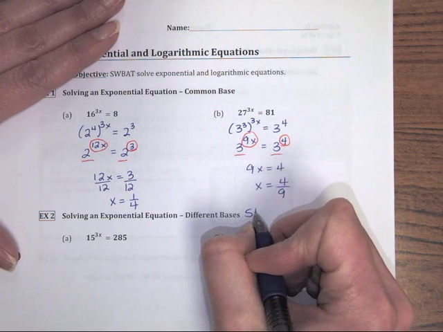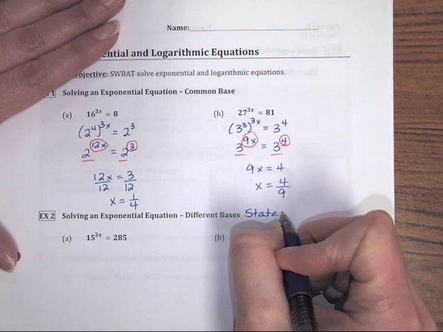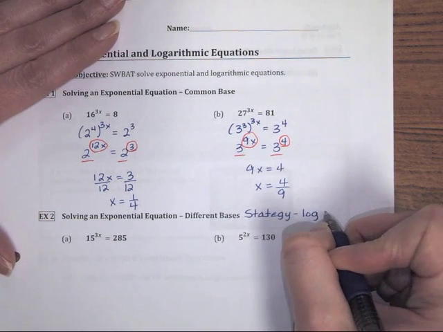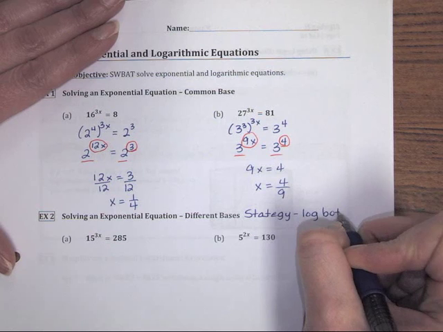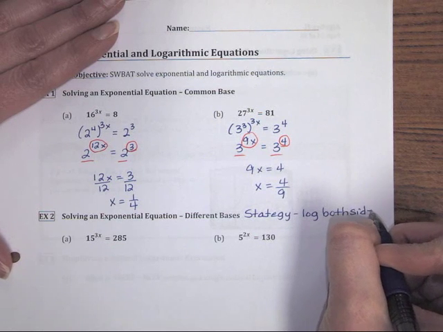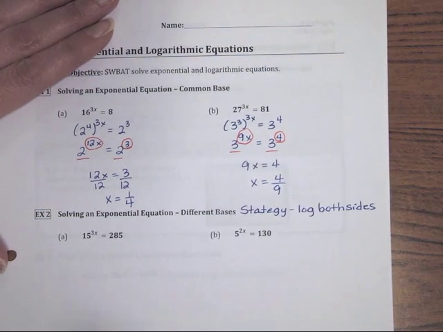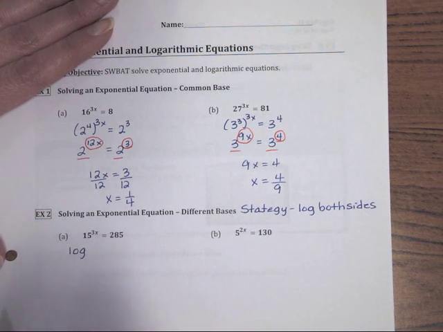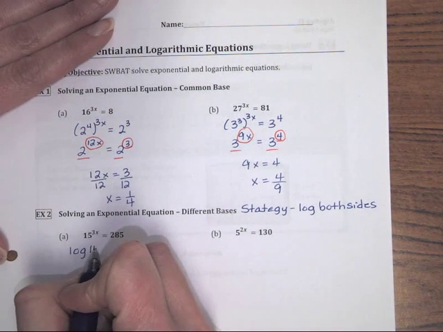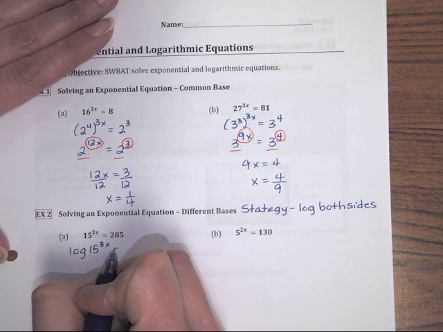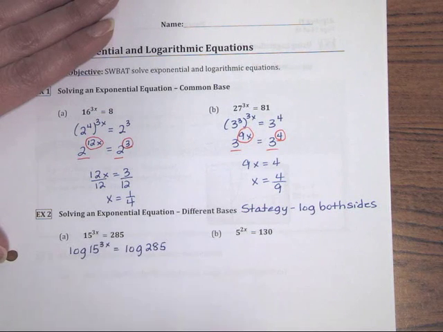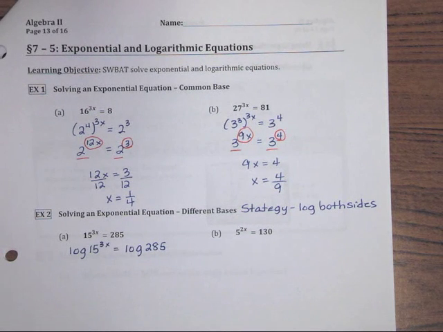Let's write our strategy up here, and that is to take the log on both sides. And we're going to let our calculator do the work for us. So here's what we've got. Log, and remember, if you don't see a base on your log, it's base 10. So log of 15 to the 3x power equals log 285, right? All I did was take the log of both sides.